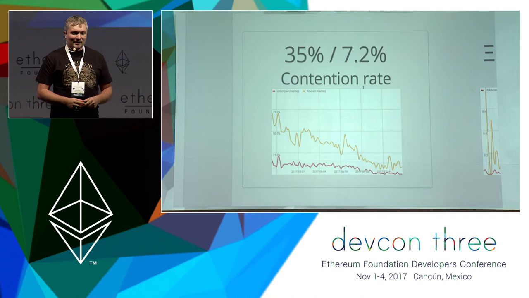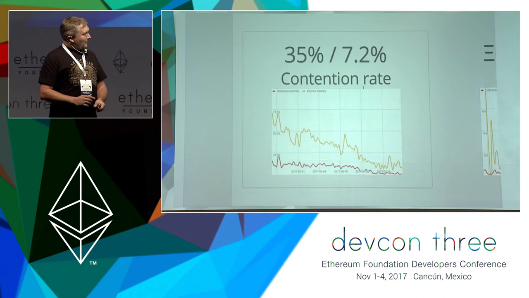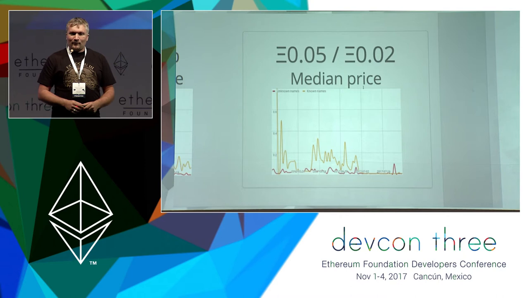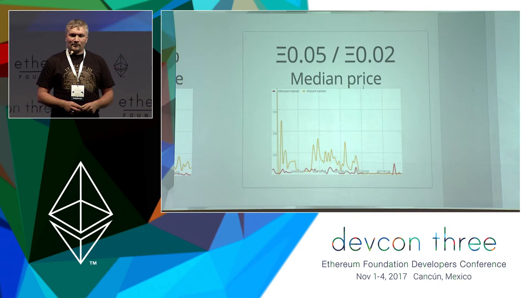And as you can see, again, for the names that were in the list, after a short gold rush period, there was a gradual decrease in contention rate, while names that weren't in the list, the line on the bottom there, were fairly consistent in terms of how often they were competed for. Again, splitting up by whether the name was known or not, the average price paid for an ENS name in the list was about 0.05 Ether, and the price for a name not on the list was only 0.02.